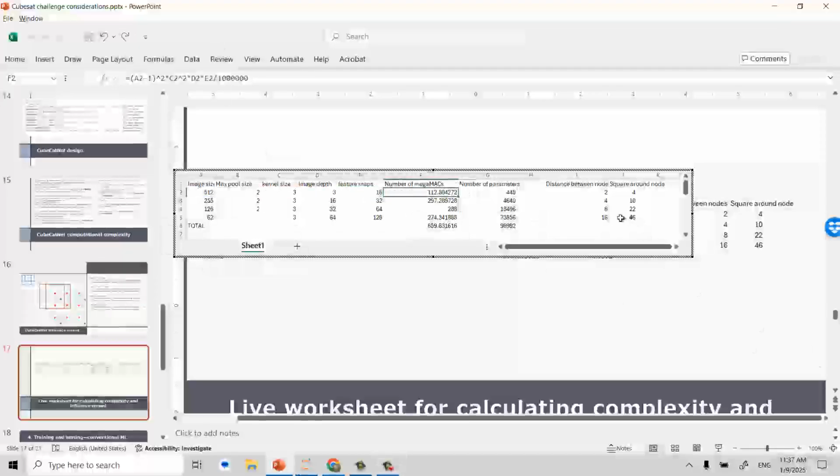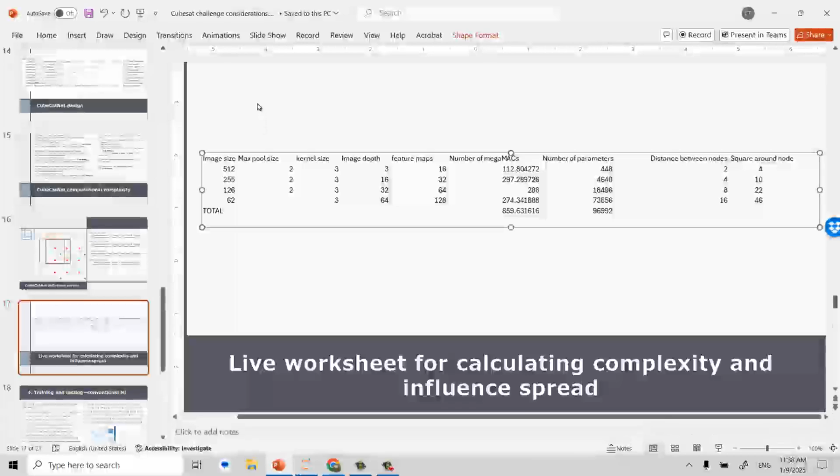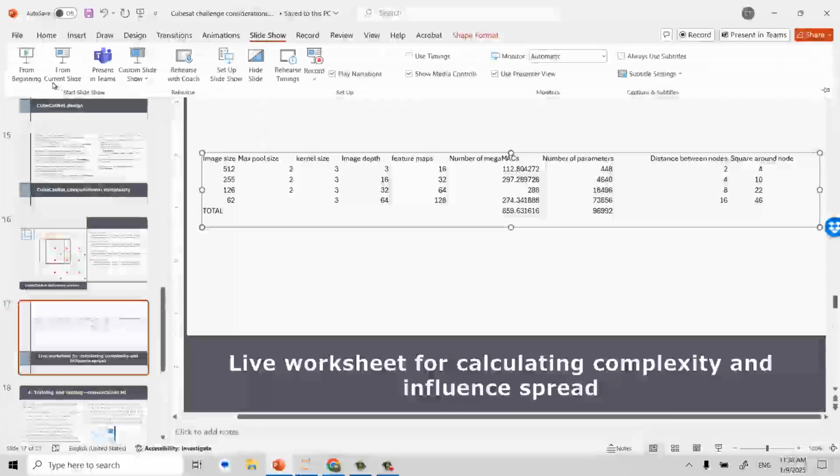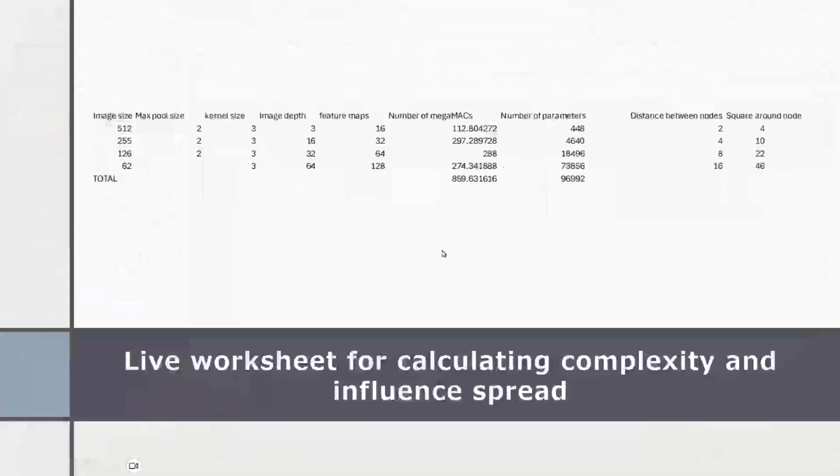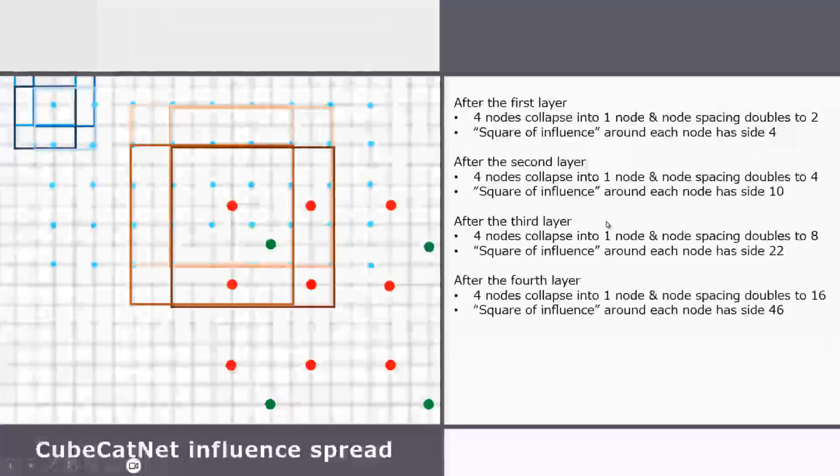So you can see that we end up with a 46 by 46 square around each node. All right, so let me go back to my slideshow. All right, so a 46 by 46 square around each node. And how many nodes do we have?